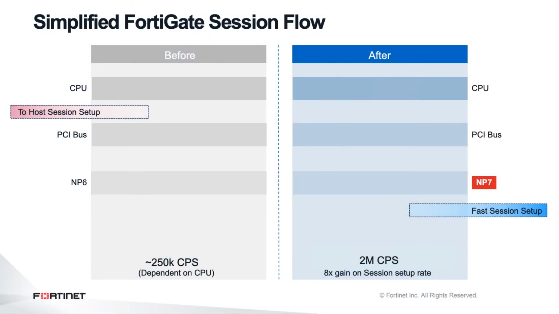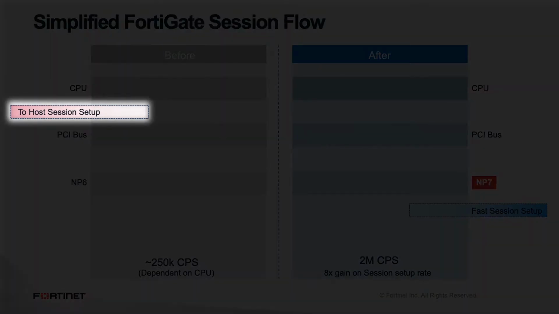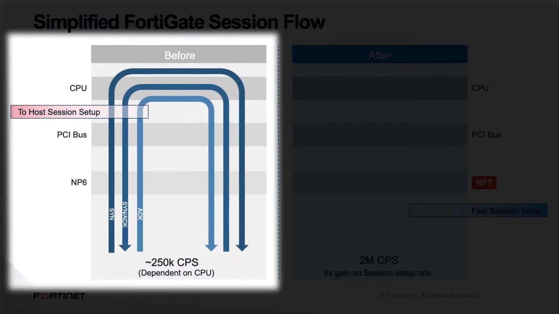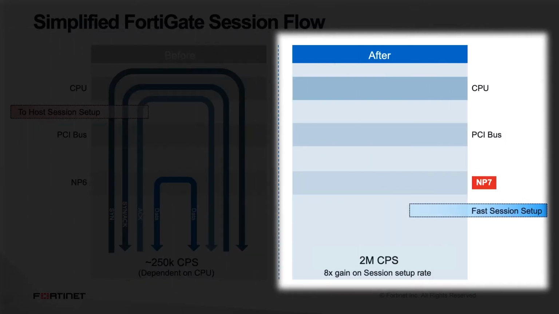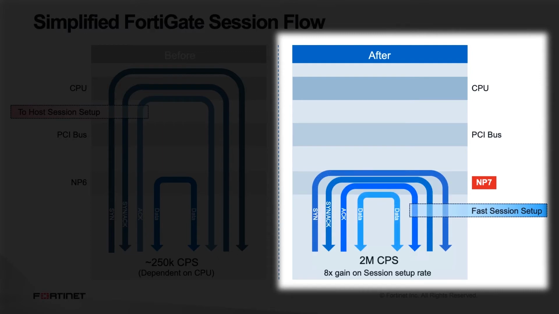As you see with the pink highlighted part to host session setup, this actually means that the SYN, SYN-ACK, and ACK for TCP sessions, or the first packet of the session for UDP sessions, would typically need to be handled in the CPU. The session then gets accelerated for data traffic, which is pushed to NP6 for hardware handling. Now on the right side, you can see the huge difference with NP7, where all the session setup packets are accelerated by NP7.